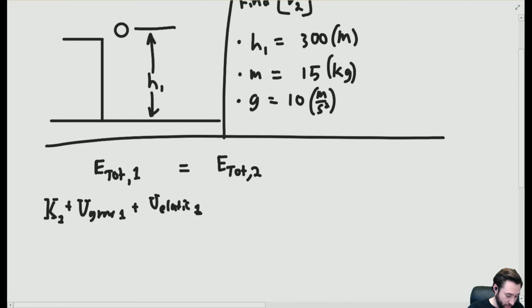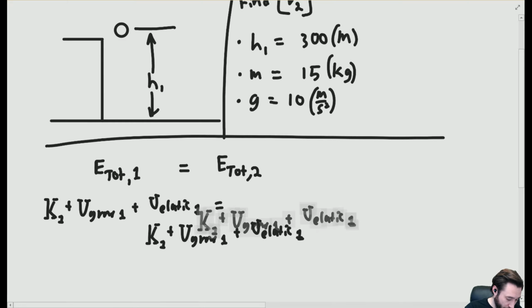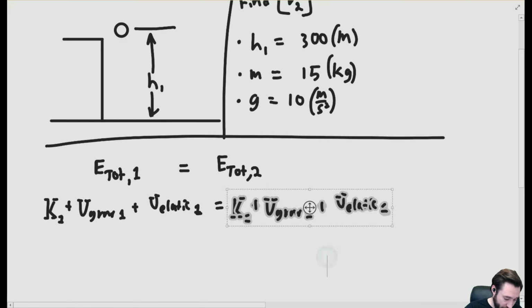I apologize if this is a little messy. And then it's going to be the same thing on the right side. The only difference being that it's going to be at state 2 versus state 1.